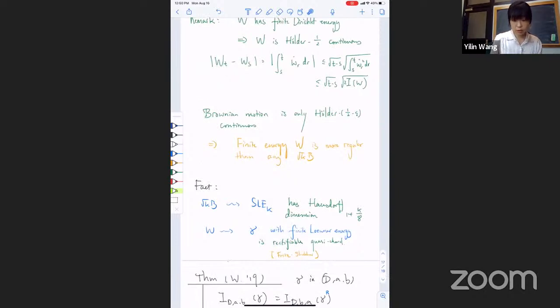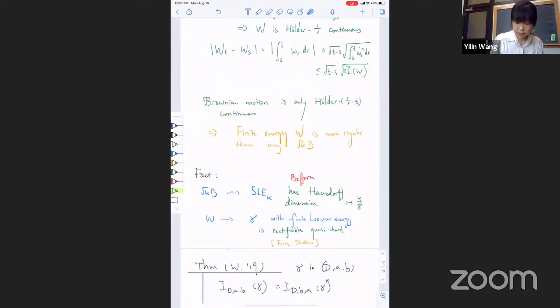And for the Loewner transform, the square root of kappa times B gives you SLE kappa, and it was shown by Beffara that it has Hausdorff dimension 1 plus kappa over 8. When kappa goes to 0, this dimension goes to 1, and when kappa goes to 8, this dimension goes to 2. That also fits with the fact that SLE becomes space filling when kappa is greater than 8.